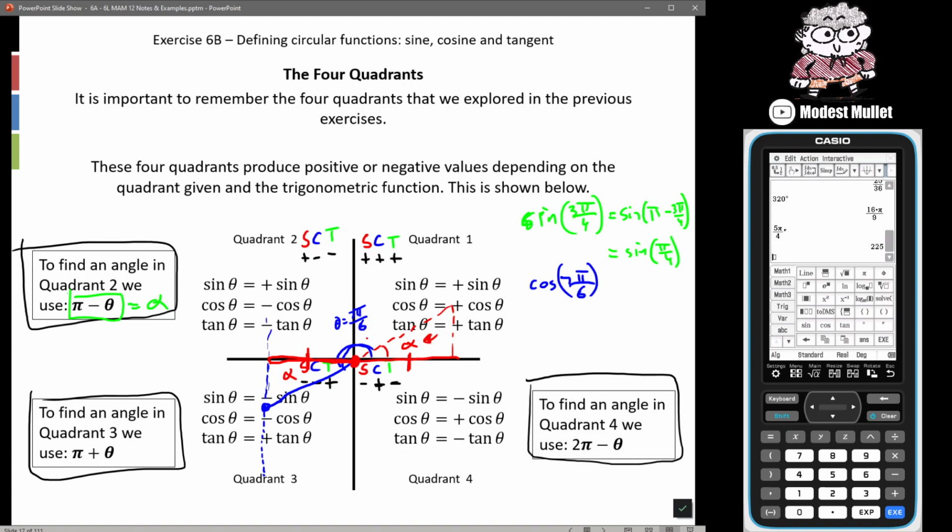Well, if we think to get to this 7 pi on 6, I've gone all the way around to pi, which is the same as 6 pi on 6, and then I've gone another pi on 6 to get to there. So over here, this angle here would be pi on 6. Or we can look at it. We would want to try and rewrite this 7 pi on 6.